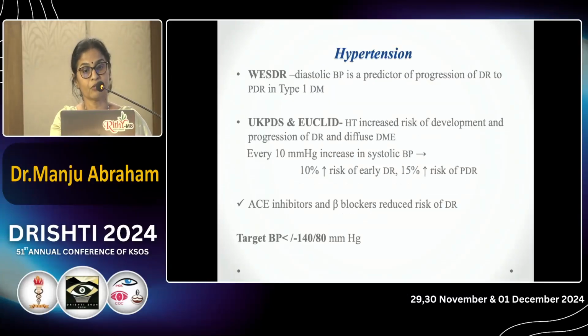Now, the Wisconsin epidemiological study showed that in type 1 patients, diastolic BP is a predictor of the progression of retinopathy. And the UK studies and the EUCLID studies showed that every 10 millimeter increase in systolic BP can cause a 10% increased risk of early DR. The studies also showed that ACE inhibitors and beta blockers reduce the risk of DR. So our target BP should be less than 140/80.